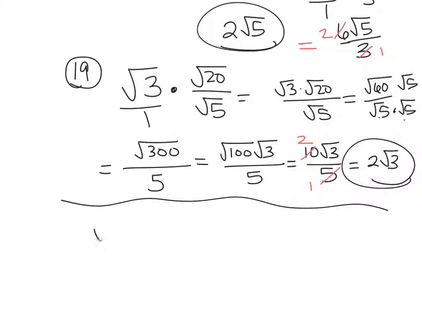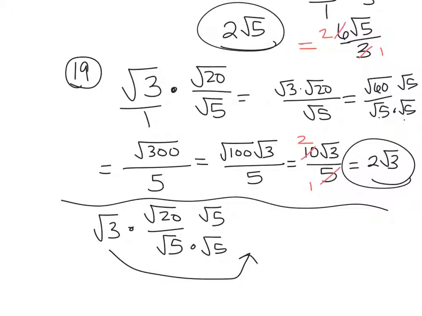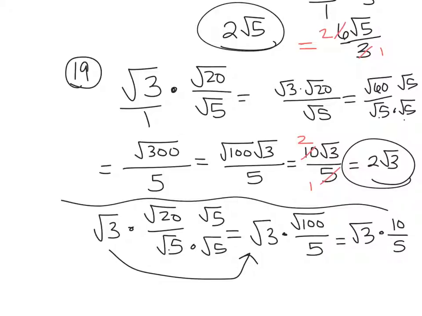You could do a different way. Like I said, there's not necessarily one way to get the answer. So we could have just multiplied this by the square root of 5, taken the square root of 3 along for a ride, and then 20 times 5 gives you square root of 100 over square root of 5 times square root of 5 is 5. So again, just bring the square root of 3 along, and then square root of 100 would be 10 over 5, and this would simplify to 2. So square root of 3 times 2, which gives you your final answer of 2 root 3.